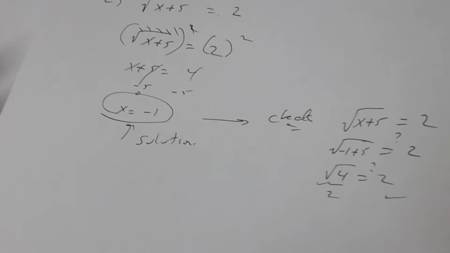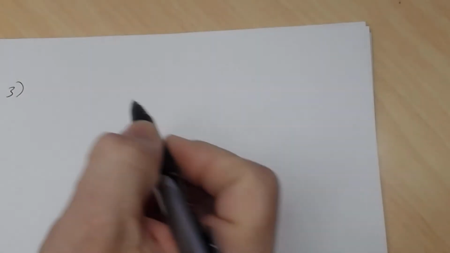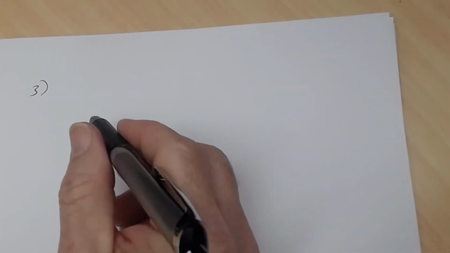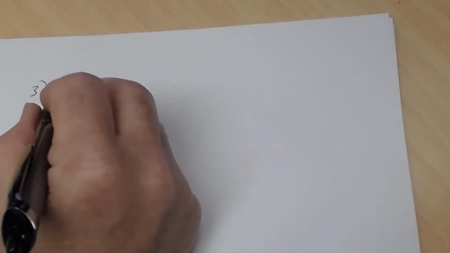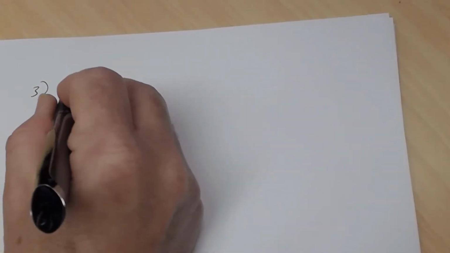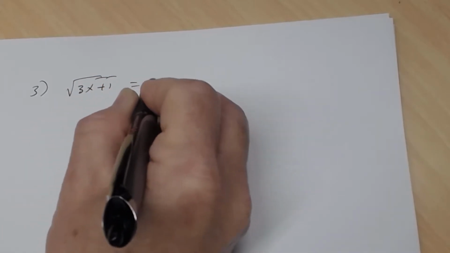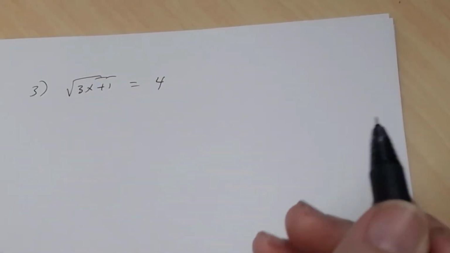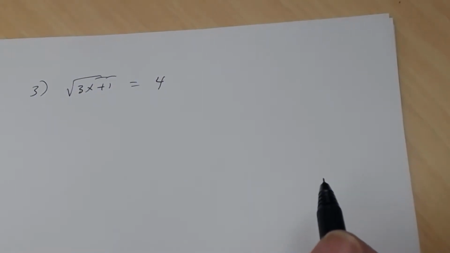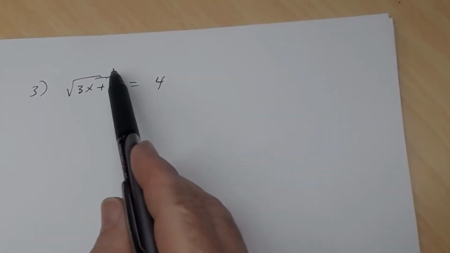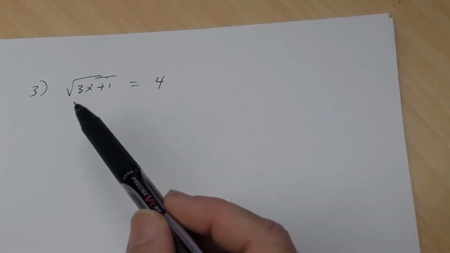All right, number 3. It's not difficult at this point. It's fairly simple. Solving a radical equation, you just got to make sure you check your proposed solutions. Okay, number 3, let's suppose you had the square root of 3x plus 1 is equal to, let's say, 4. Square root of 3x plus 1 equal 4. Okay, so I have this radical equation. The radical is by itself.